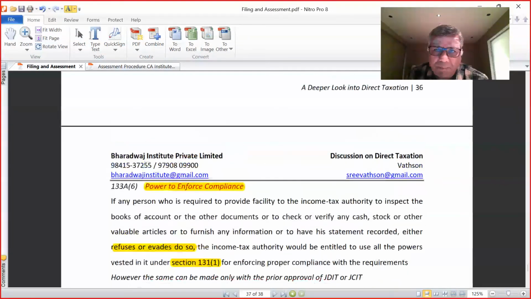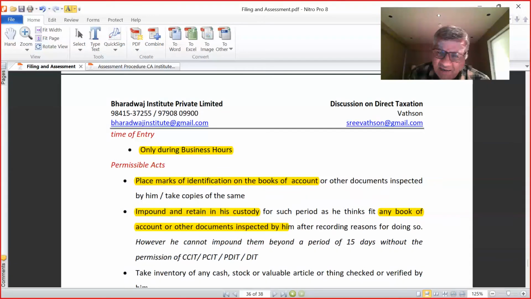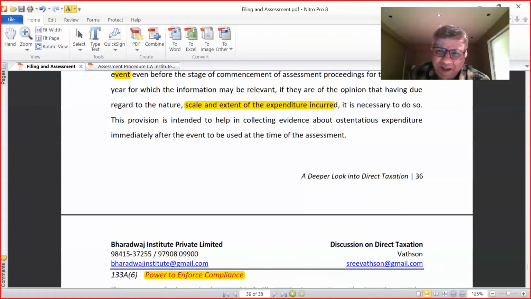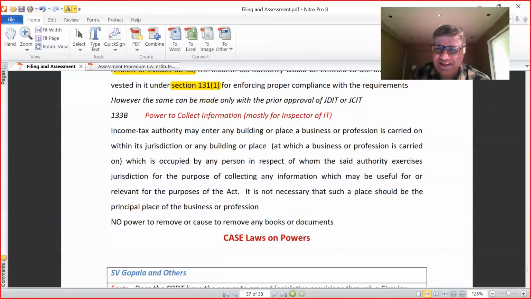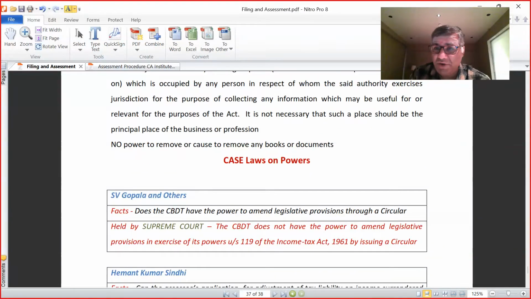These are all the powers of CBDT in this 133A survey powers. Please remember the others; just a passing reference itself is enough. I haven't seen questions on this unless it is the year of amendment.